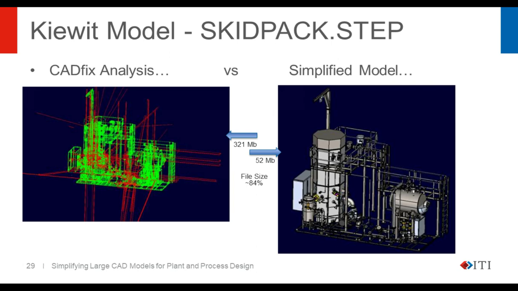The last one we had was another model. This one is fairly complex. It was about a 300 megabyte file. We reduced it down to 52 megabytes. There you can see in the left one in the original analysis, there were a lot of coordination parts to that really weren't necessary as far as the overall model goes. But for this SKIDPACK, it was obviously very detailed so that they could build what they needed to, and then we simplified it down for our overall model.